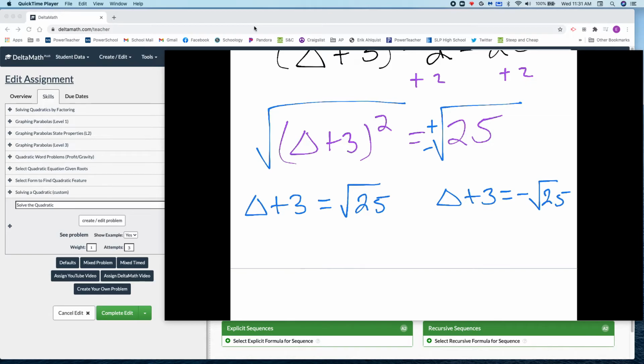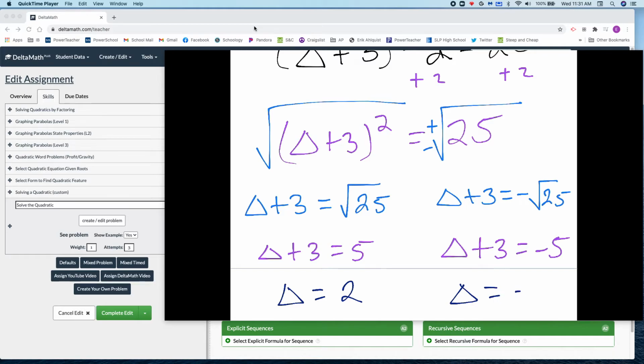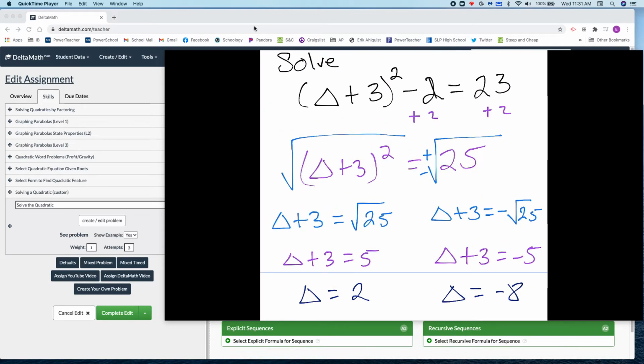So if I can continue to solve this, I have delta plus 3 is equal to 5, or delta plus 3 is equal to negative 5. So if I can continue to solve it, my final answers, I even wrote x there, but it's really delta is equal to 2 if I subtract 3 from both sides, or delta is equal to negative 8 if I subtract 3 from both sides. So that's another kind of problem you're going to have to do. You'll get practice on that in the assignment for today.